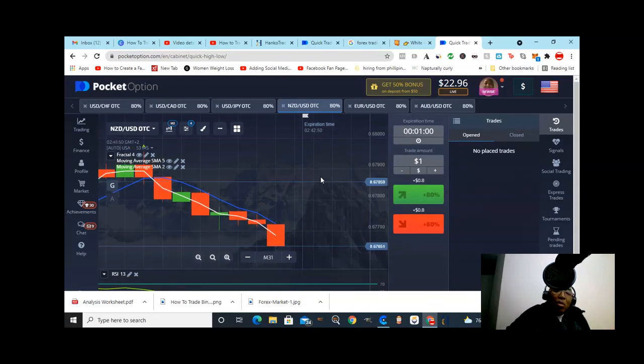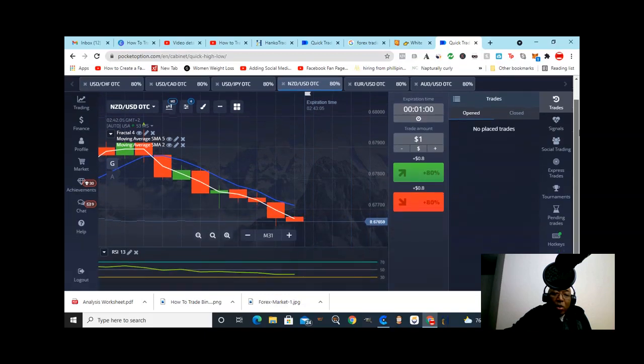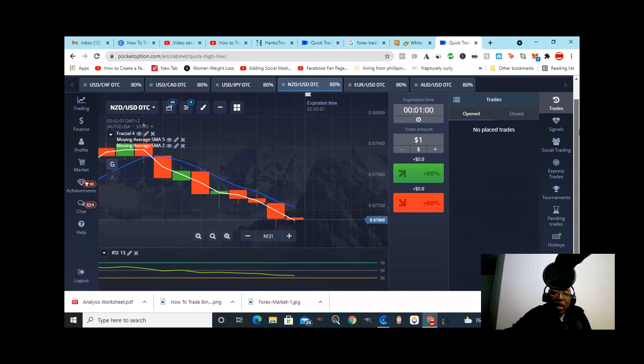OTC basically means you're trading against Pocket Option, who is the broker. Okay, the markets are closed. So these are just you trading against the broker. So it's a very risky trade. For beginners, I'll probably advise you to trade just when the markets are open, Monday to Friday.